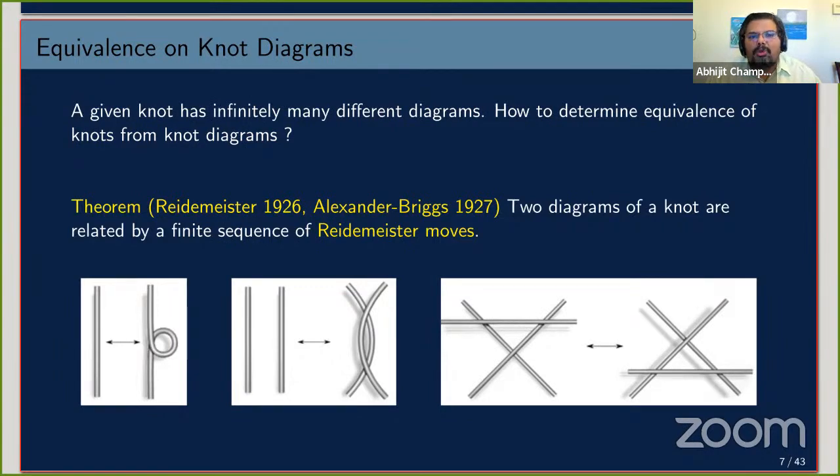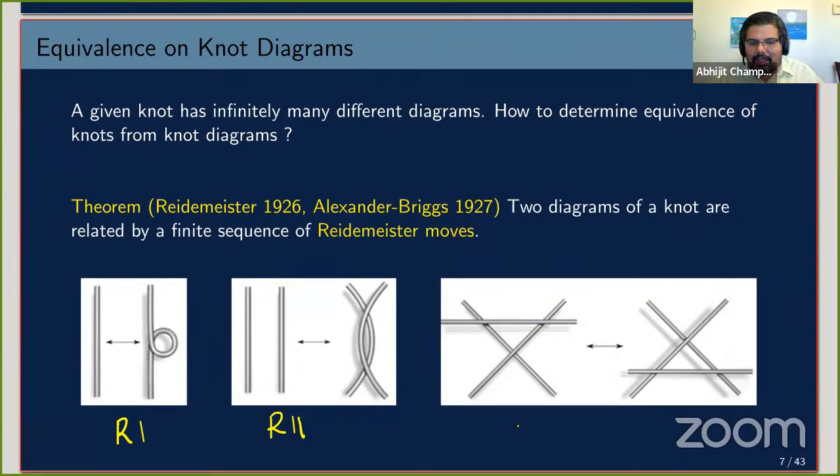Now, these are local moves. So here is the first Reidemeister move. All we are doing here is just putting a little twist on a piece of string. Here, there is interaction with two strands of the knot, and you're pulling one over the other. This is usually called R2. And then this is the third Reidemeister move, which involves three strands, and we are moving one over the other.